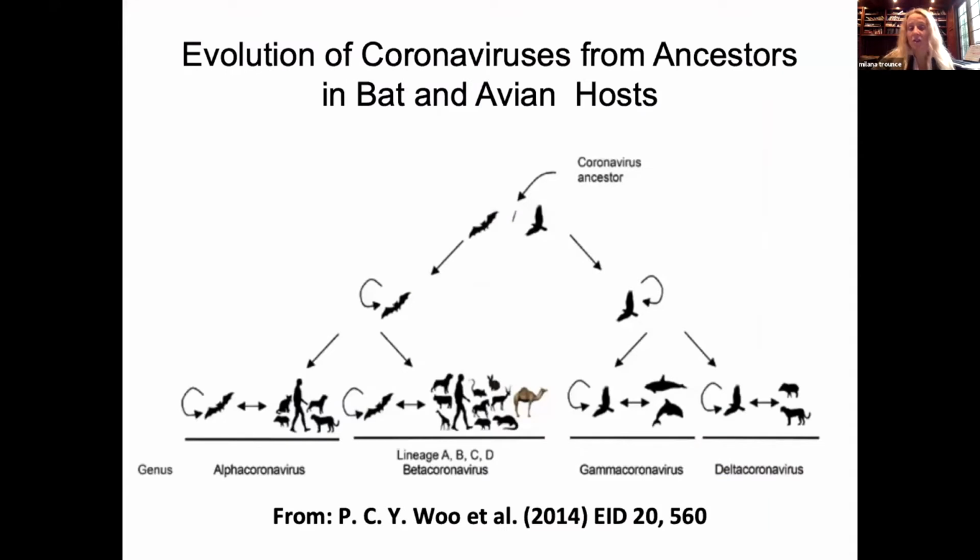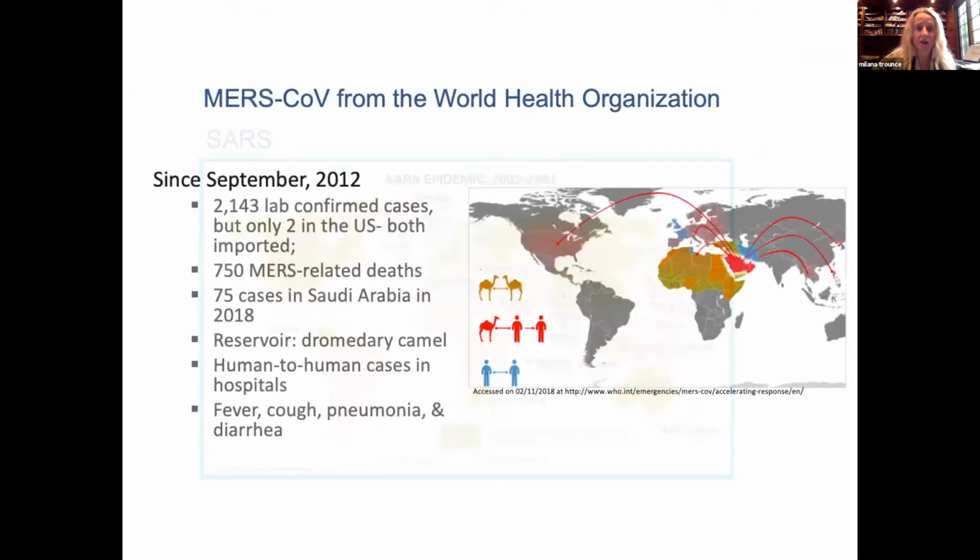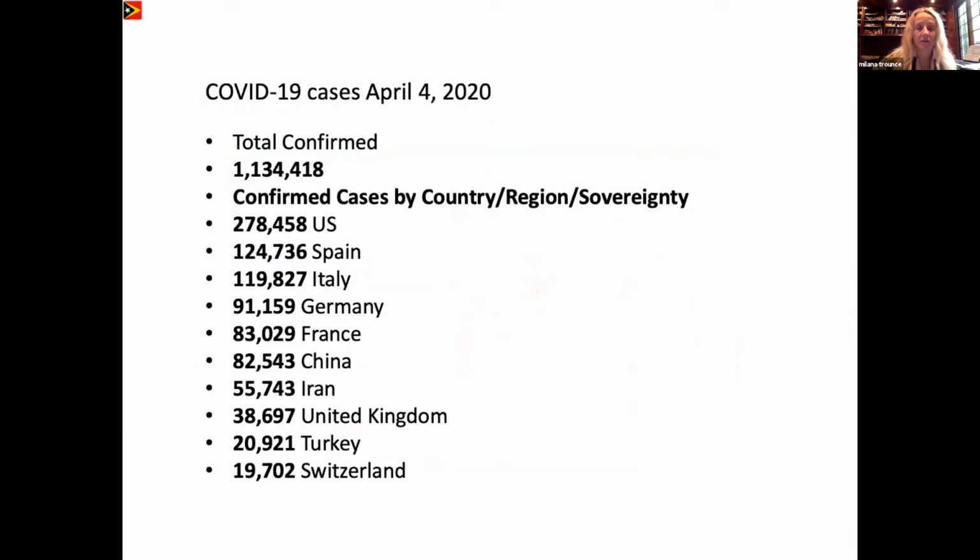The origins are through animals. It starts in bats and then has some other animals as an intermediary, whether it's camels or opossums or other types of animals. This is just data from SARS and MERS. I'm going through these slides very quickly.